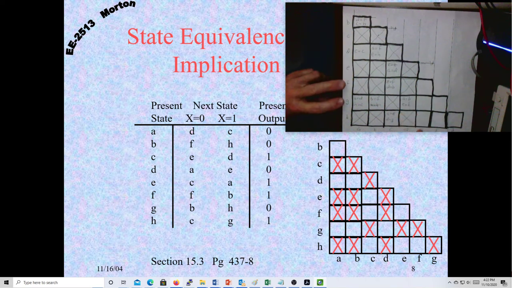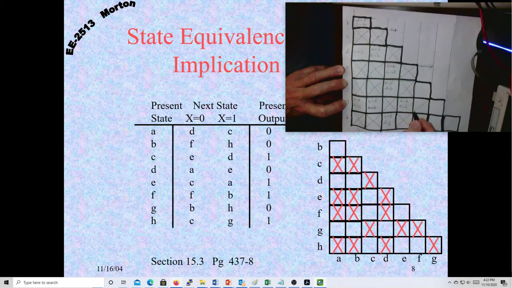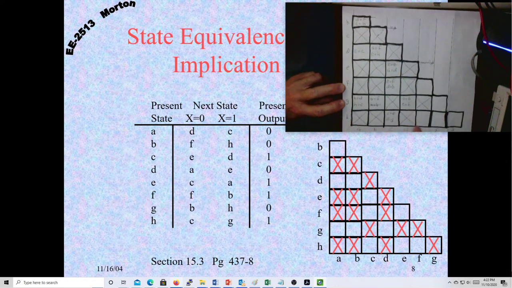And then finally, how about E and F? E and F is possible. E and G is not possible. And E and H is possible. So if E and F are the same, then C equals F, and A equals B. And if E and H are equal, C equals C, so that's ignored. And again, E and H, and A equals G.